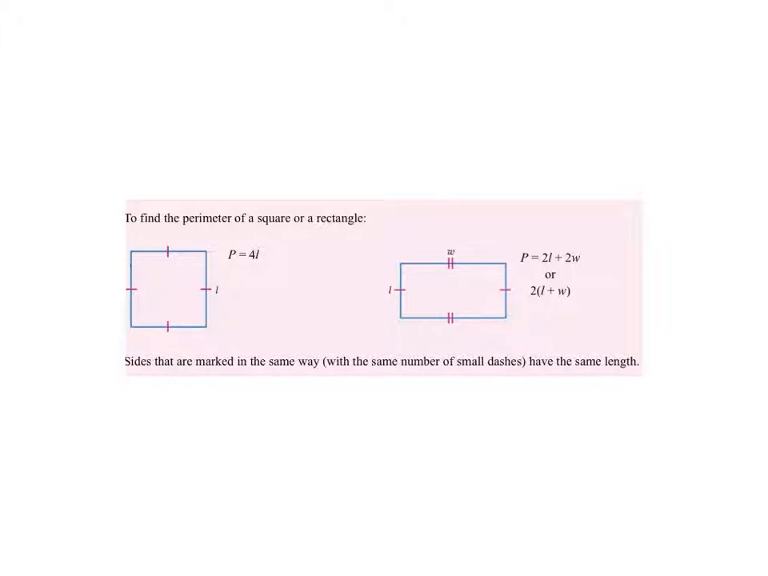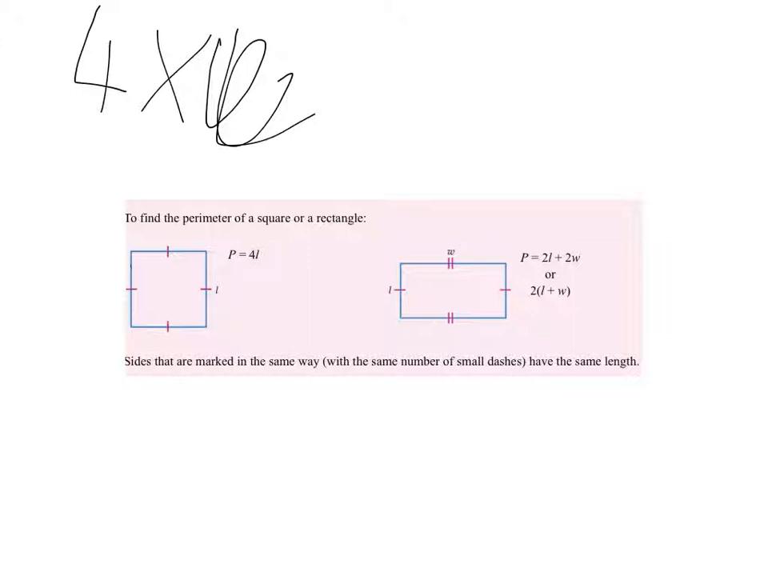Okay. So if you have a look at it, it says P equals 4L. So that means 4 times your length. And your length is exactly the same because it's a square. The way they show that is they've got one little line and the same line on each side. That tells you that all the lines are the same. Okay, so always remember that.